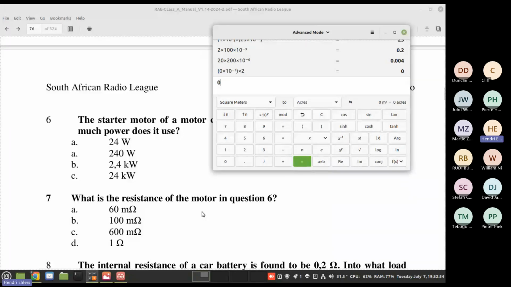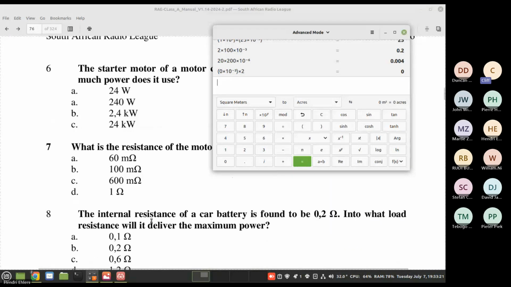What's the resistance of this motor in question? Just V divided by I. 60 milliohm. Everybody agree? Yep.